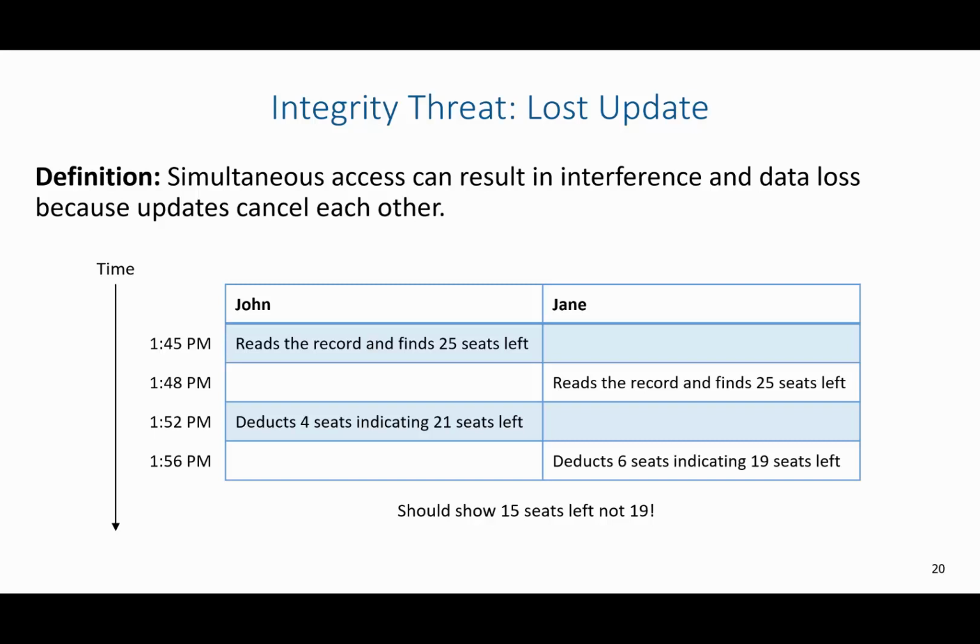So John decides to purchase tickets for 4 seats, and then there are now 21 seats available. And Jane at the same time purchases 6 seats, which indicates there's 19 seats left. So the lost update here is that the 25 minus the 6 resulting in 19 completely overwrote the 25 minus 4 equals 21. So rather than having 15 seats left, we have 19. That is the case of the lost update.